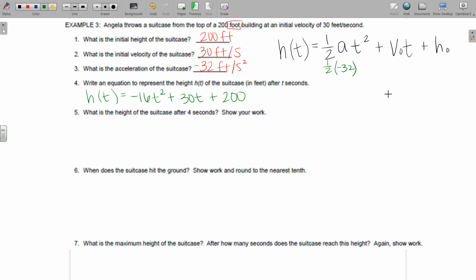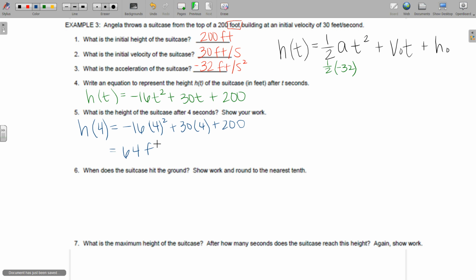What is the height of the suitcase after 4 seconds? Show your work. So in this case, we are looking to evaluate our function h at 4 seconds. So that means you're just plugging in 4 anywhere that you see a t. So negative 16 times 4 squared plus 30 times 4 plus 200. And you would type this all in your calculator, paying specific attention to order of operations, and you should get 64 feet.